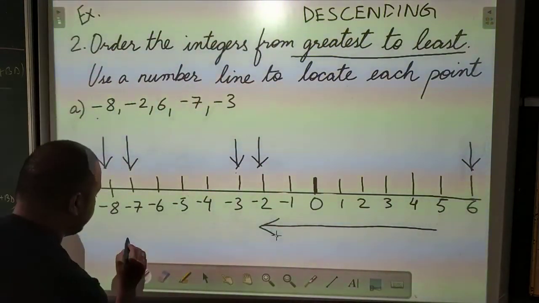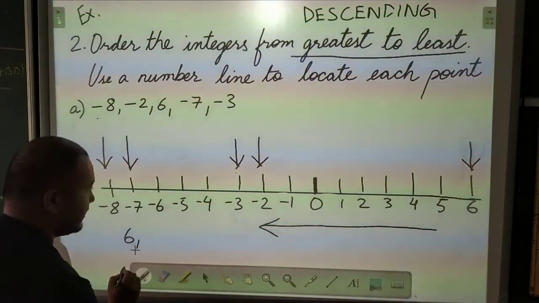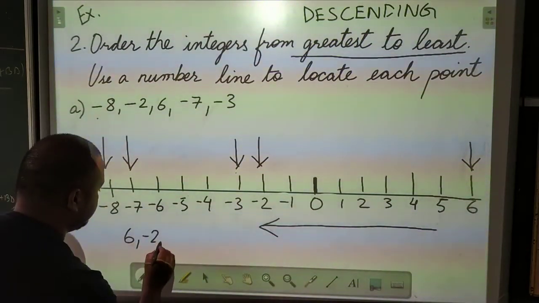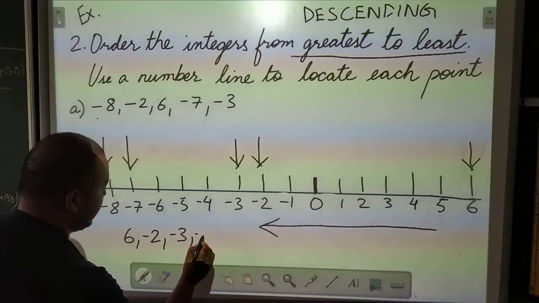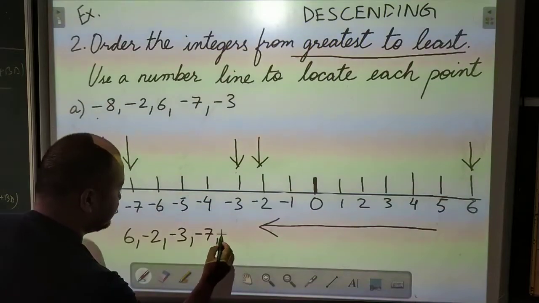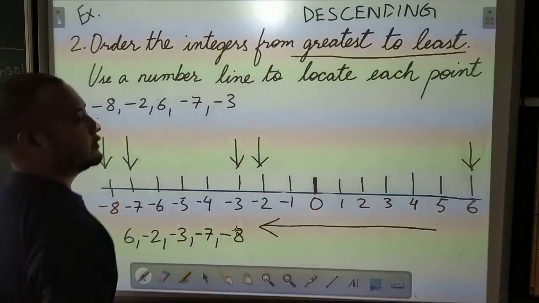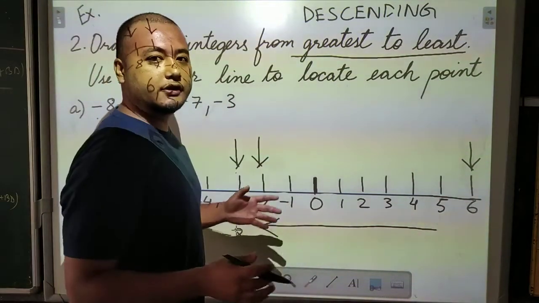So start from there. In descending order, the numbers are 6, then minus 2, which is bigger than minus 3, which is bigger than minus 7, and the smallest is minus 8. So I hope you've understood how to order integers.